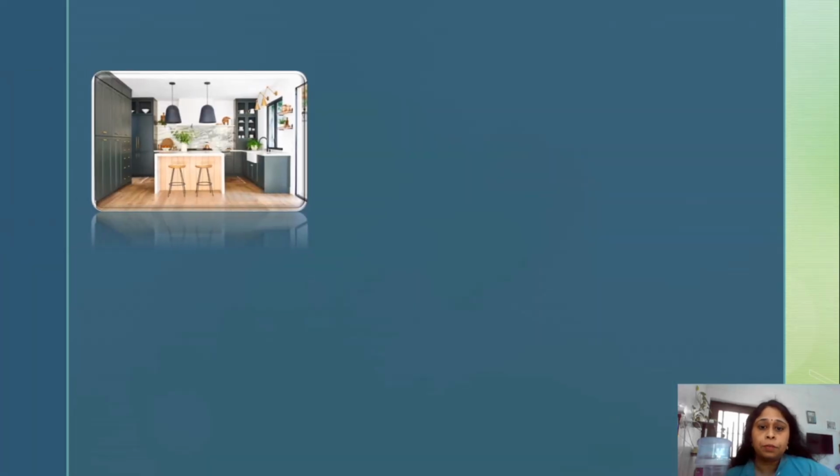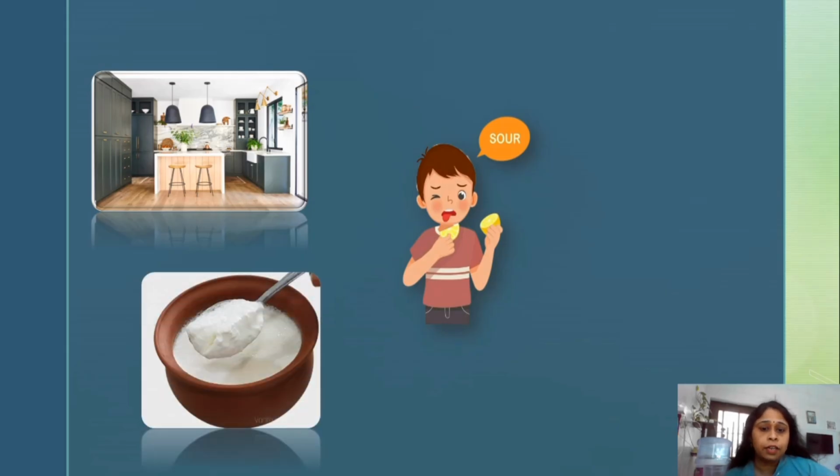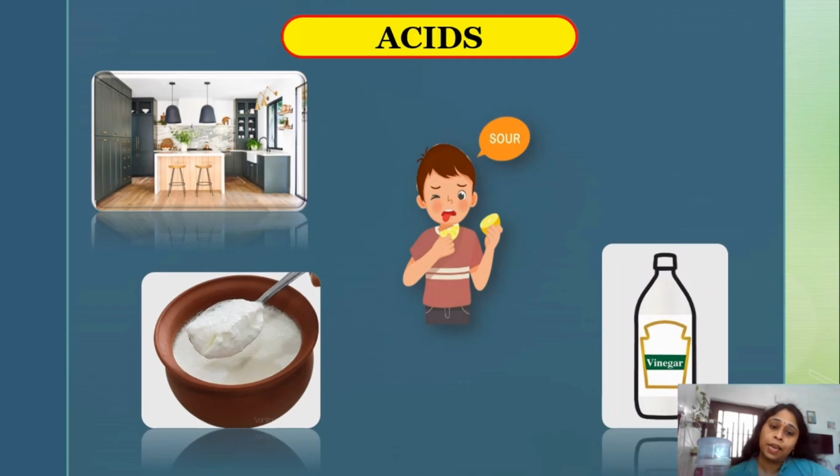Young scientist, today we are going to explore a group of substances that you actually meet every day, even in your kitchen. Have you ever bitten into a lemon or felt your face twist up because it was so sour, or tasted curd or vinegar and noticed that sharp, tangy flavor? That sour taste comes from something we call acids.